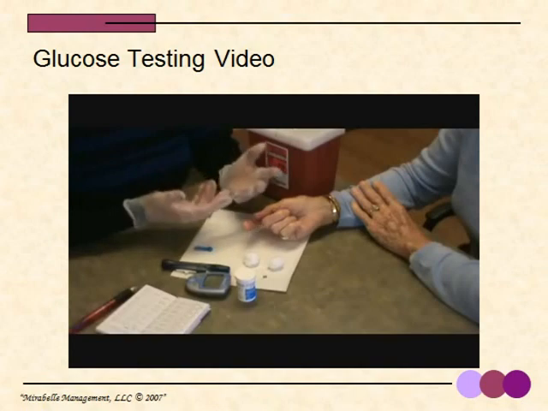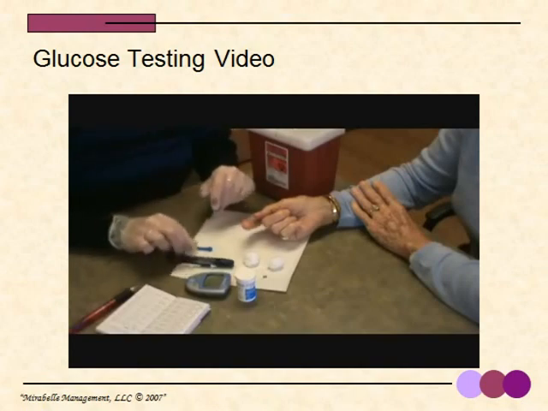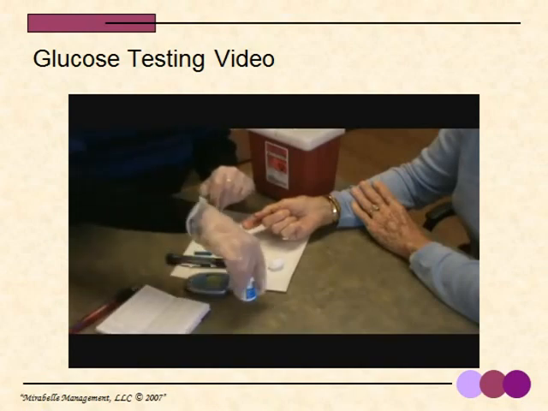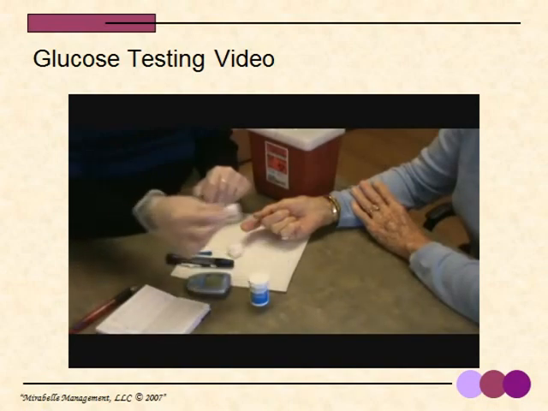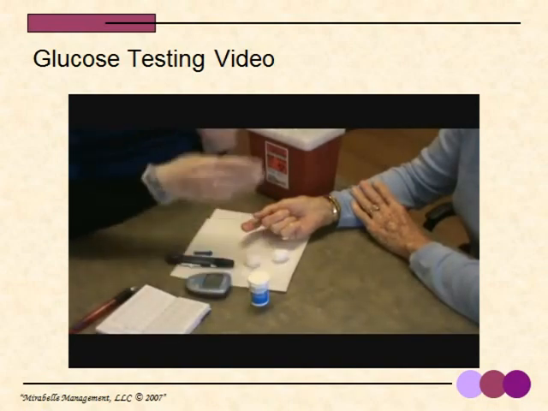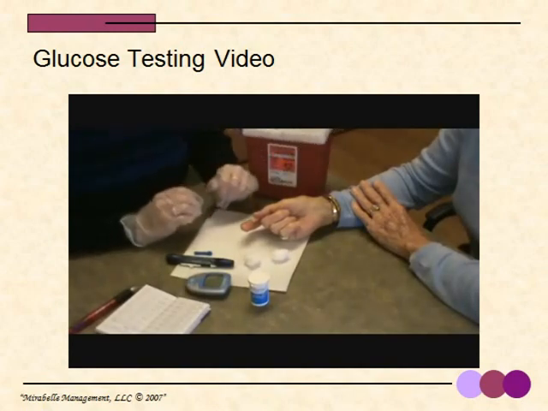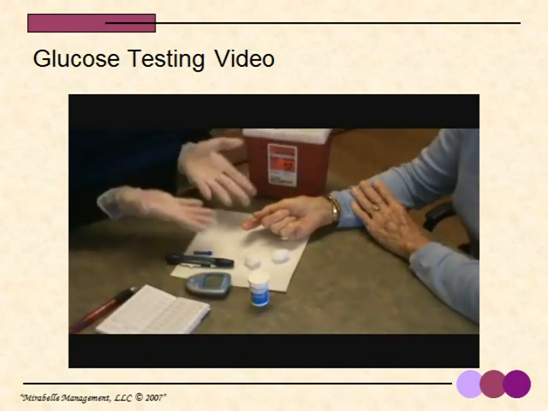You will need gloves, a penlet with a lancet, glucometer and test strips, moist cotton ball, tissue or cloth, a dry cotton ball or tissue, and a sharps container. You will then wash your hands and put on gloves.